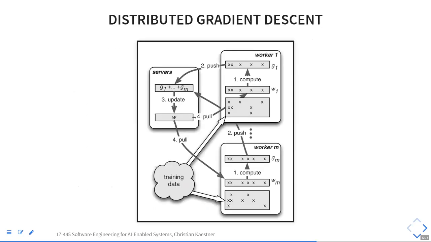So distributed gradient descent is in general not super hard. What you're doing is you have a bunch of workers that essentially get some of your training data. So this is indicating kind of the rows of training data. You have some weights, you compute the activations, you compute the corrections, and then you send the corrections back to one central server that knows all the weights. And you can do this in parallel.